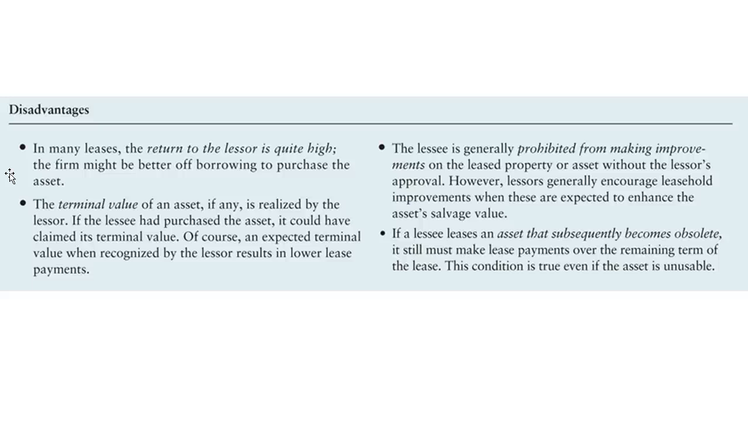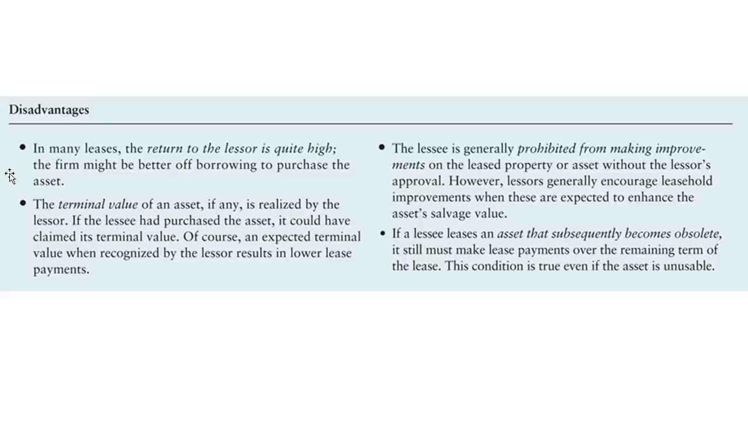So that's an additional factor. Who gets to claim the terminal value? Usually the lessor, not the lessee, and that's important for taxes. The lessee is generally prohibited from making improvements. So that's a disadvantage. If you're renting, you can't go ahead and put in a new kitchen or upgrade the bathroom. You have to get permission from the landlord. In many cases, the lessor is the landlord, and you have to get permission from them before you make any changes or improvements on the properties or assets.